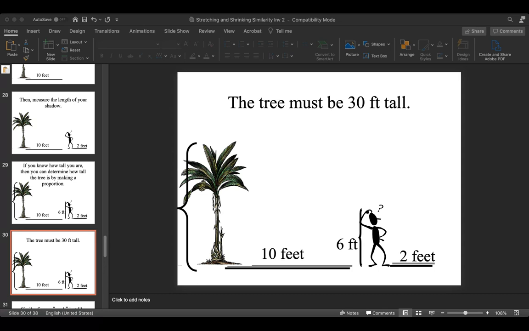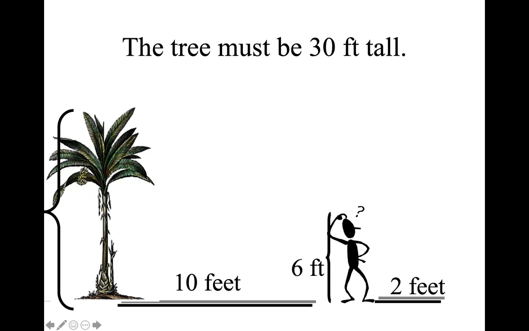I have 2 and 10. Well, if these are equivalent fractions, to go from 2 to 10, I multiply by 5. And to go from 6 to x, I also have to multiply by 5. And 6 times 5 is 30. So the height of the tree is 30. All right. So again, the tree must be 30 feet tall.